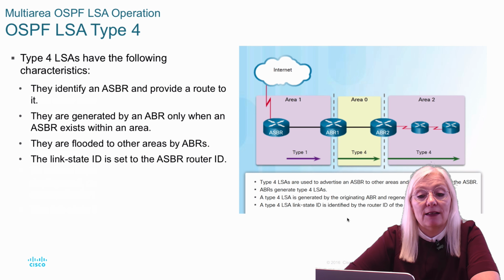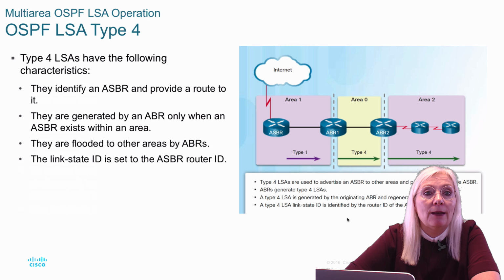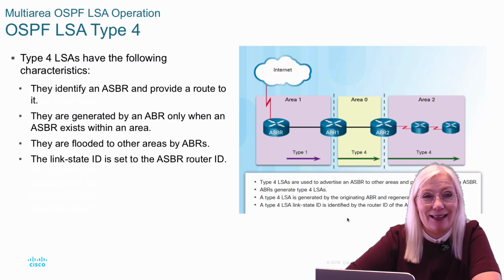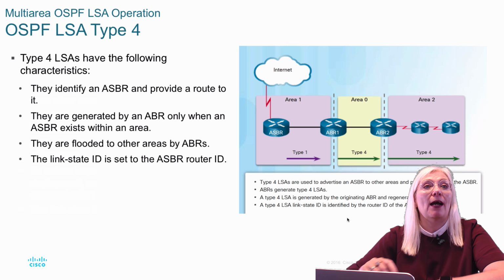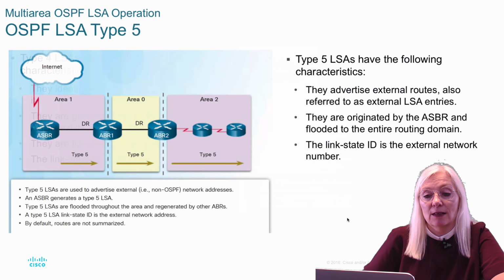Then we have the type 4, and this is where we have the ASBRs when we have an internet connection. These are the routers that generate information about that. So a type 4 LSA is generated by the originating ABR and regenerated by other ABRs. A type 4 link state ID is identified by the router ID of the ASBR. So this is where we have a connection to the internet.